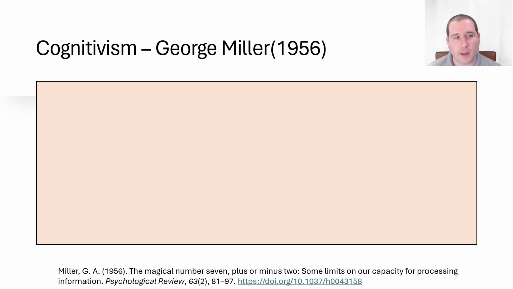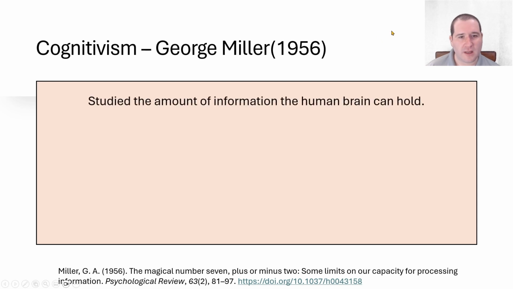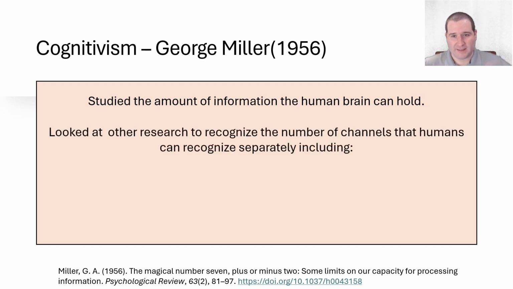All right, continuing on, in 1956, George Miller starts looking into the amount of information the human brain can hold. Okay, so now we're getting back to that concept of memory. He looked at other researchers and their data to recognize the number of channels that humans can recognize separately. Okay, so I thought this was really interesting. He had all sorts of graphs, but he basically looked at how many things can a human distinguish between, right?